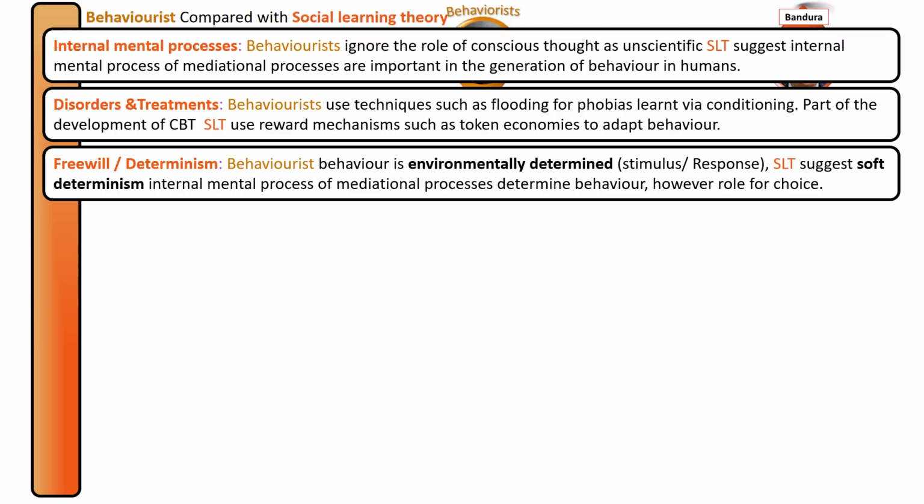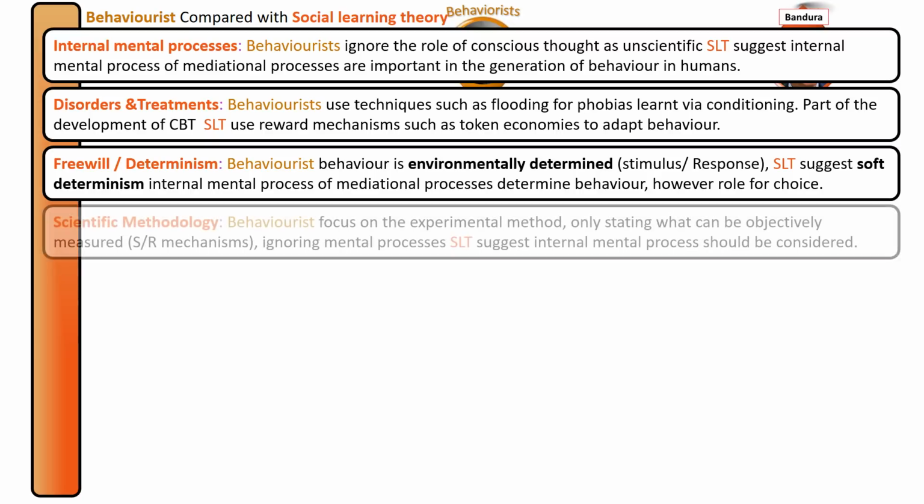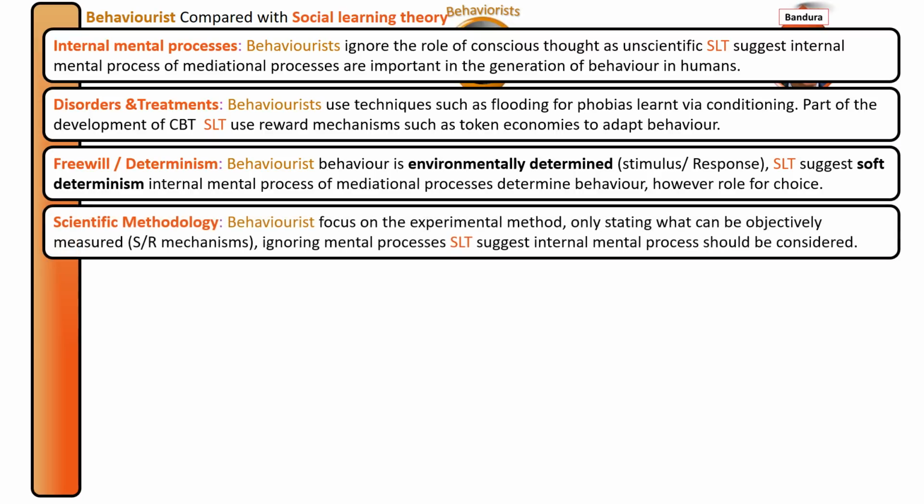Social learning theorists, however, suggest a more soft determinist view. While the environment is important, and internal mental mediational processes will go on to determine behaviour, social learning theorists suggest there is a role for choice. When it comes to scientific methodology, behaviourists are seen as quite scientific. They focus solely on the experimental method, and they only state what can be objectively measured, so stimulus and response mechanisms. Because of this, they completely ignore internal mental processes.